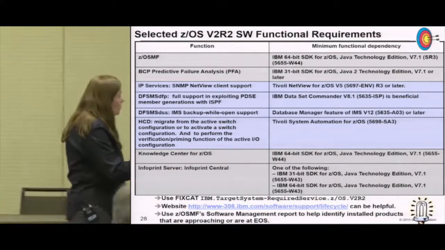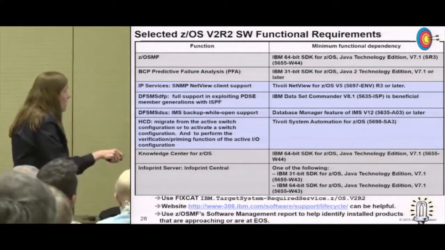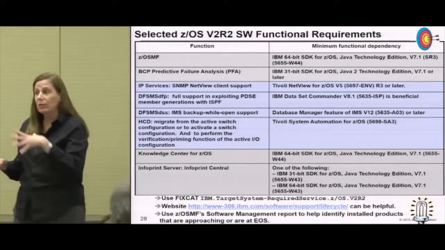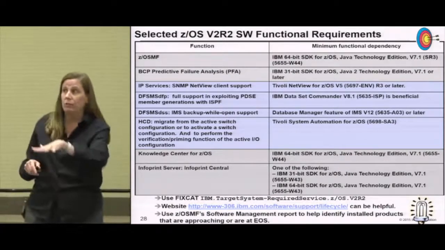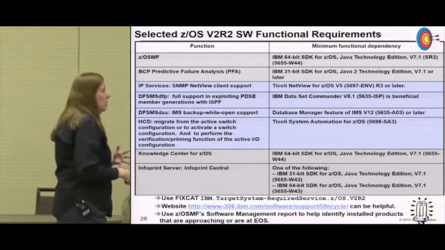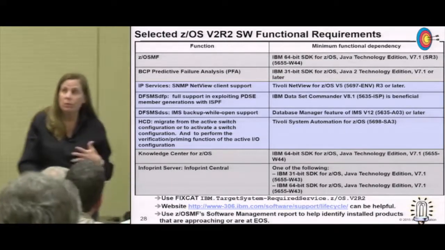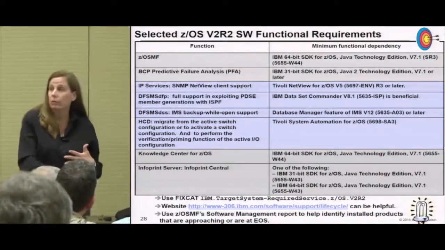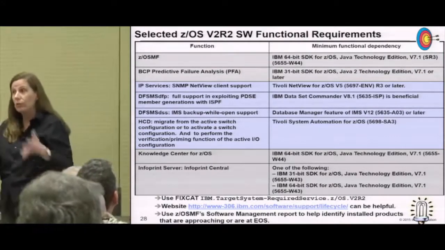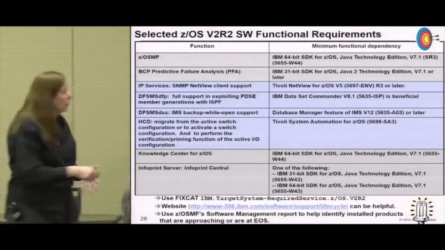However, my personal favorite is to use z/OSMF's software management report that can easily identify the products that you're running on your system and when their end of service is. So that's a more customized and automatic way of knowing which products on your system are approaching or at end of service. And that will help you position for 2.2, because if they're end of service, you know you need to upgrade them. And that is a really nice way.